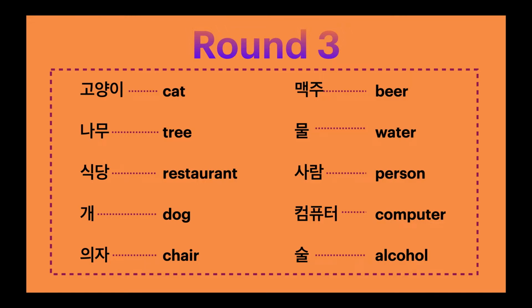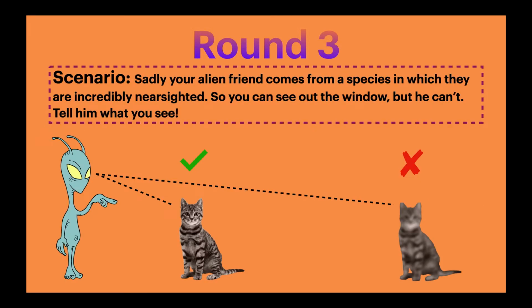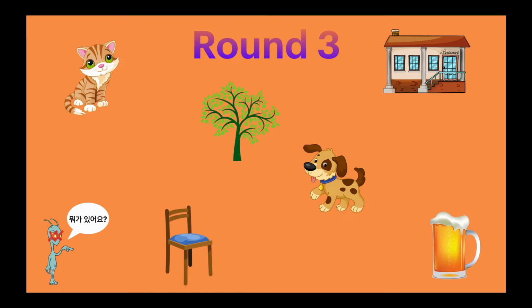Round 3. Here are the words that you will need. Let's go ahead and get started. The scenario this time is that, sadly, your alien friend comes from a species in which they are incredibly nearsighted. So you can see out the window, but he can't. Let's go ahead and tell him what we see. 뭐가 있어요? 무엇, which is often abbreviated to 뭐, is the Korean word for what.